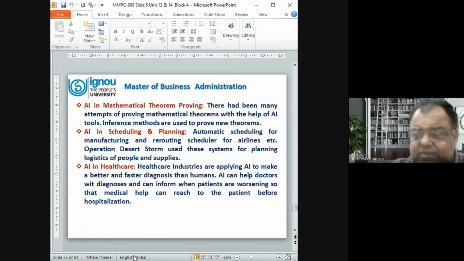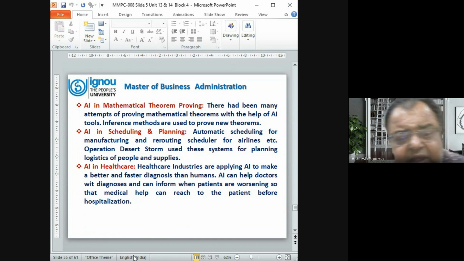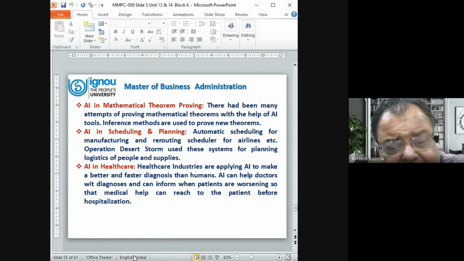Artificial intelligence in healthcare. This is being applied to make a better and faster diagnosis than humans. Artificial intelligence can help doctors with diagnosis and can inform them when patients are worsening, so that medical help can reach the patient before hospitalization.